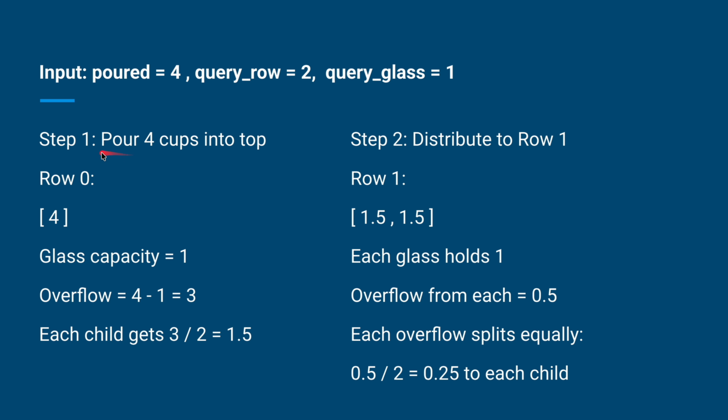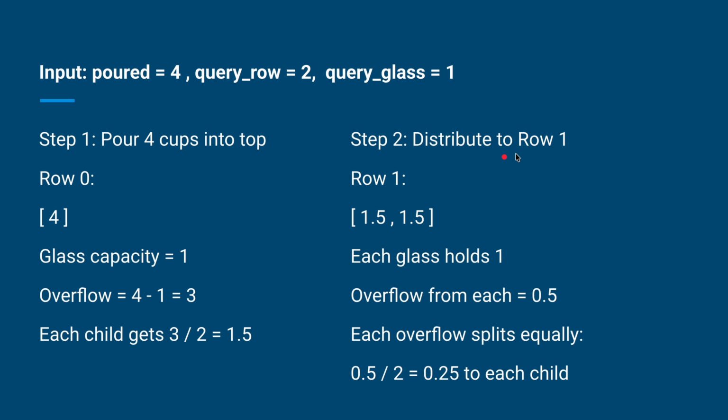So let's pour 4 cups into the top one. The top glass holds 1, right? So the overflow will happen because 4 minus 1 is equal to 3, and every child will get 3 by 2, which is equal to 1.5, right?